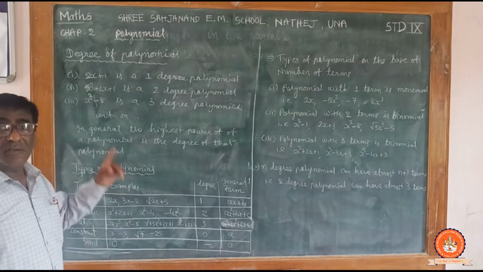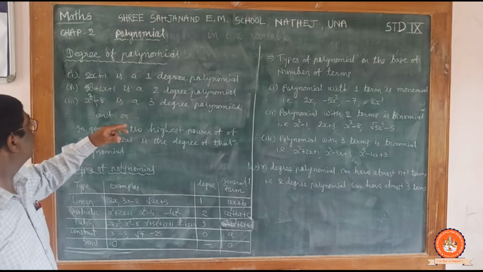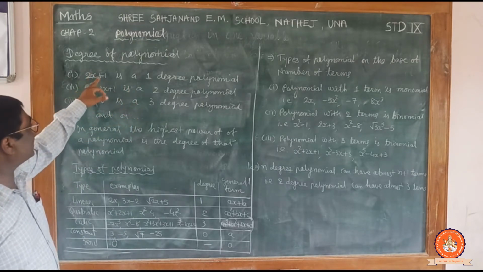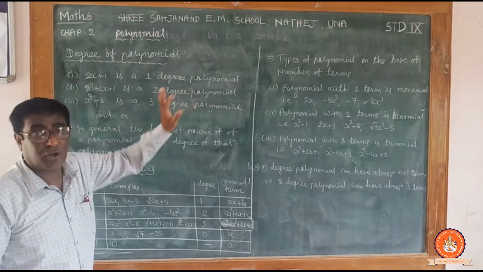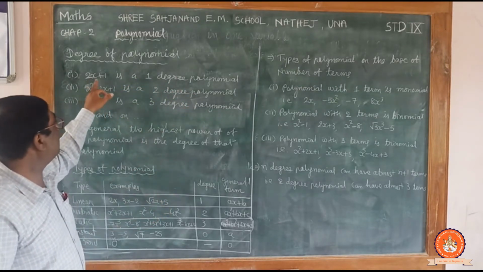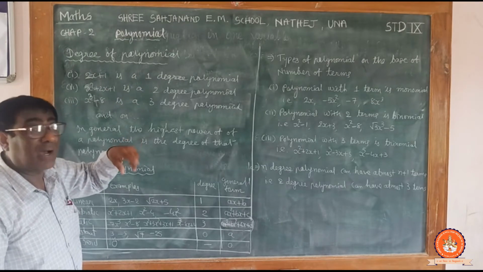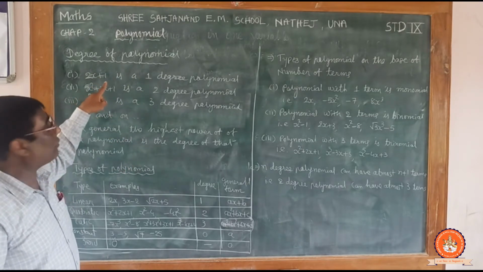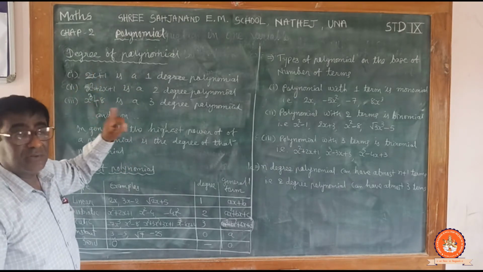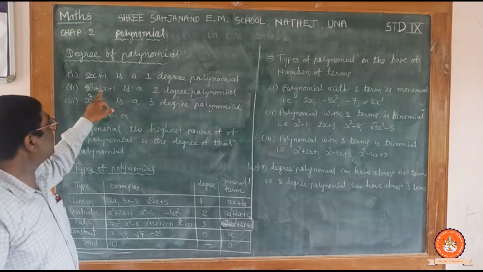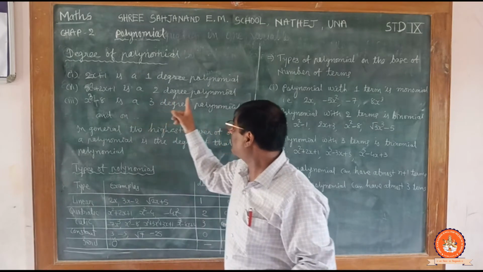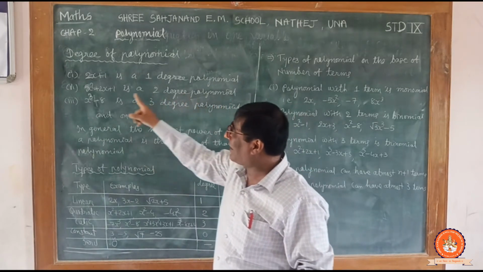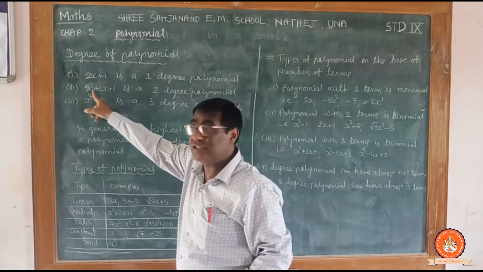Now, degree of polynomial. See, 2x plus 1 is a 1 degree polynomial. Why? Because the maximum power of the variable is 1. Now x square plus 2x plus 1 is a 2 degree polynomial. It's a 2 degree polynomial because the maximum power of a variable is 2.